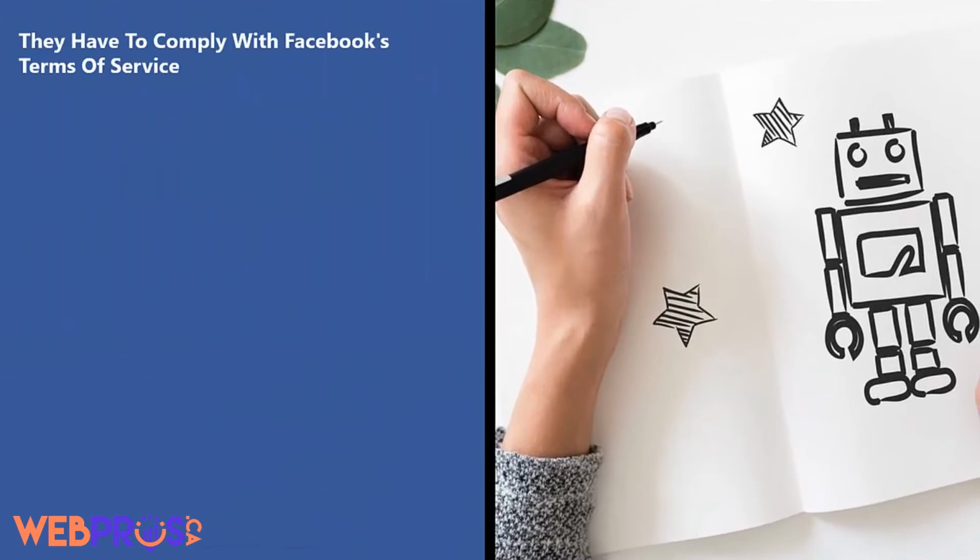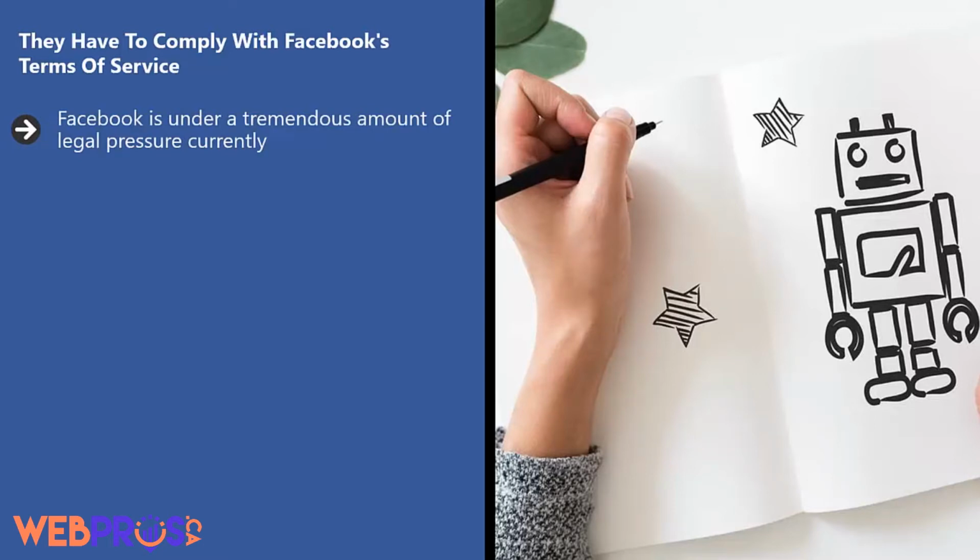They have to comply with Facebook's terms of service. Facebook is under a tremendous amount of legal pressure currently. We all know the regulatory heat it is facing in terms of user data and user privacy. But above and beyond these fairly familiar issues, Facebook's automation process is a very touchy area. This is why Facebook is clear. You can use Facebook Messenger purely as an inbound system.